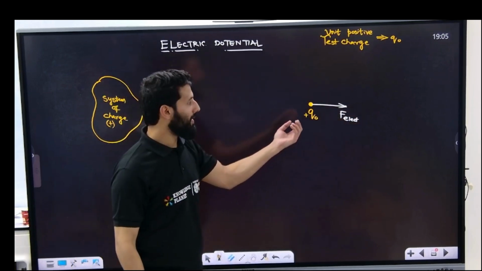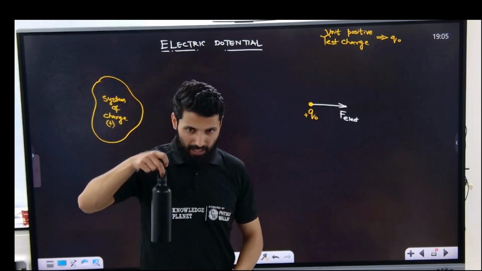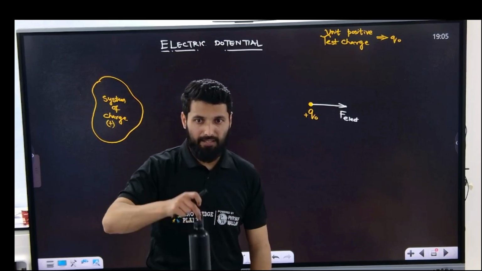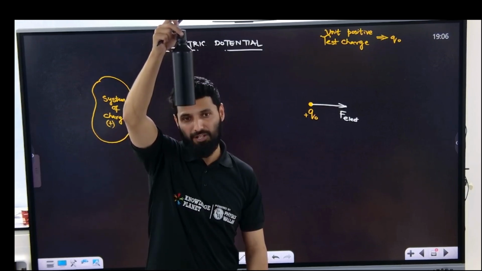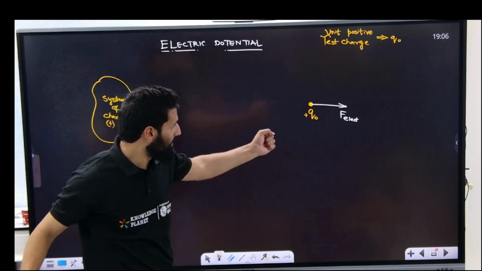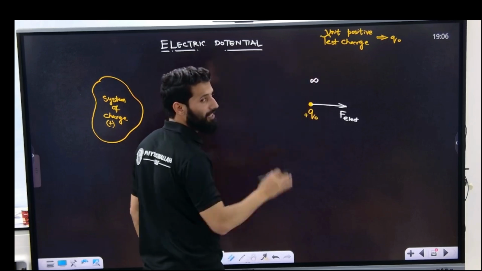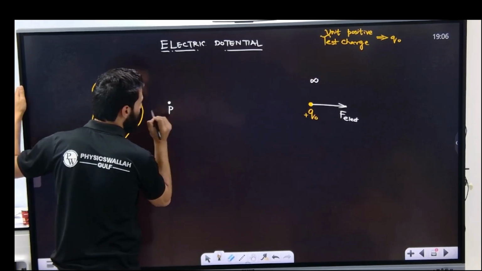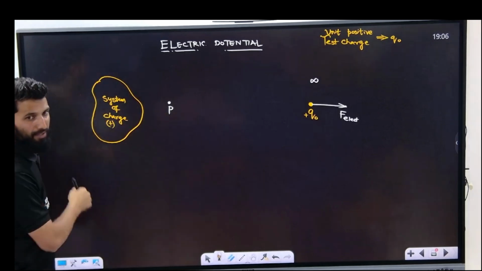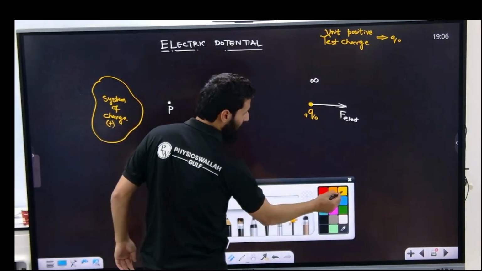Now I need to do work against this electrostatic force, like I did the work against gravitational force, right? Gravitational force was downwards. I did some work against this force and brought it to some height h. Clear? Here I defined its potential. Similarly, I will also bring this positive test charge from some point at infinity to some point inside its field. Let's suppose that point is P. How will I move this? I will apply some external force, against this electrostatic force.